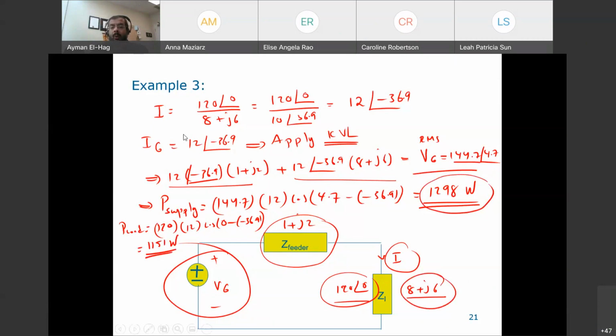The question is, where did the difference go? I produce 1298, but I only consumed 1151. And remember, in power, whatever I produce, I will have to consume. Generally speaking, if I produce 1298 watts, I have to consume this. I'm consuming less, so where did this difference go? What do you think, guys? Exactly. This is loss in the feeder.